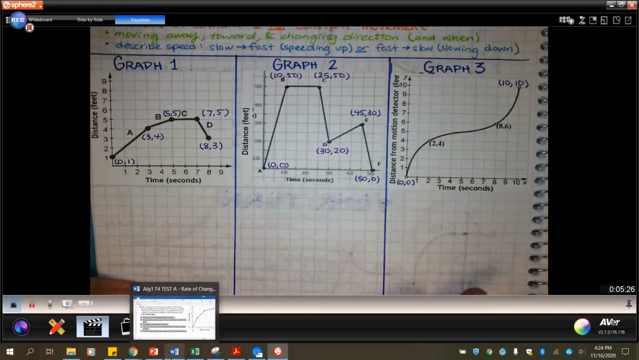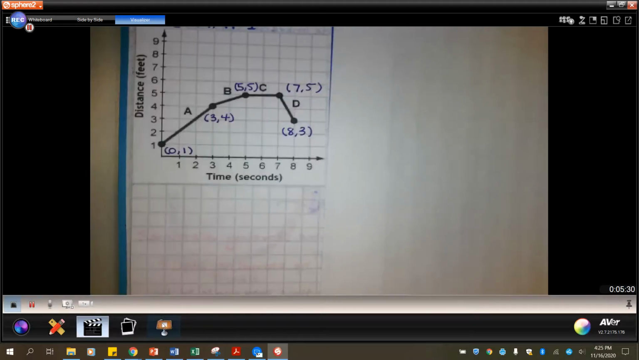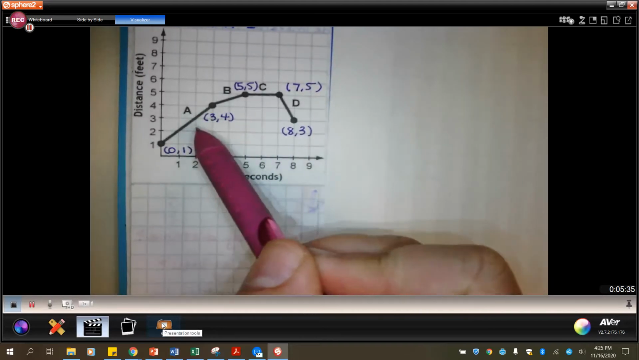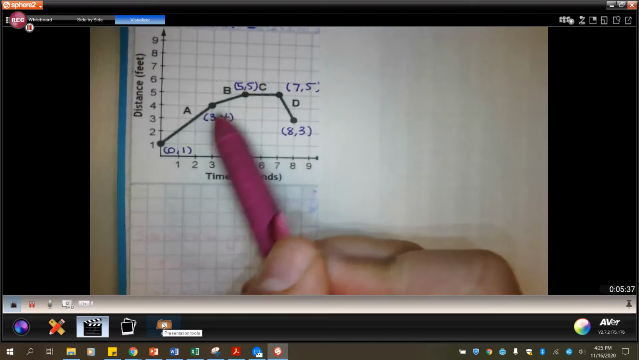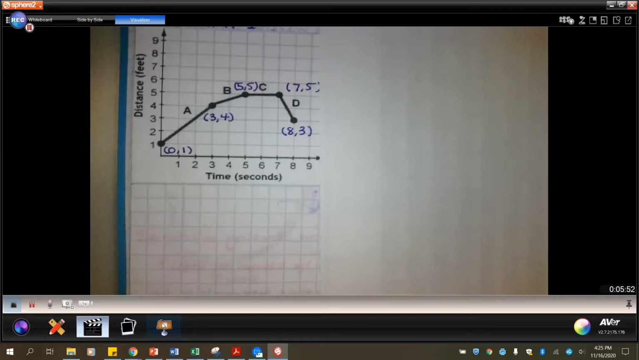Okay? So let's go ahead and focus in on graph 1. Okay, so this one we've called each section a letter. So this first section here from 0, 1 to 3, 4 is called A, then B, C, and D. Now, you can tell that all 4 of them are constant rates of change because each little section is a straight line. So what we're going to do is find the rate of change in each section. And for each section, again, it's a constant rate of change.